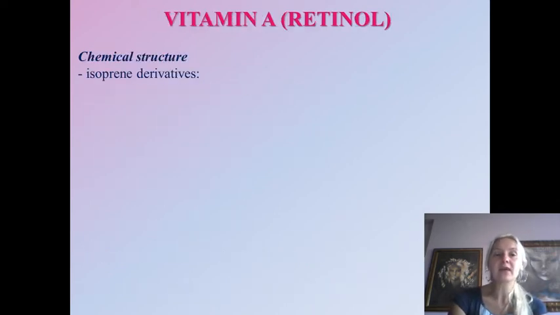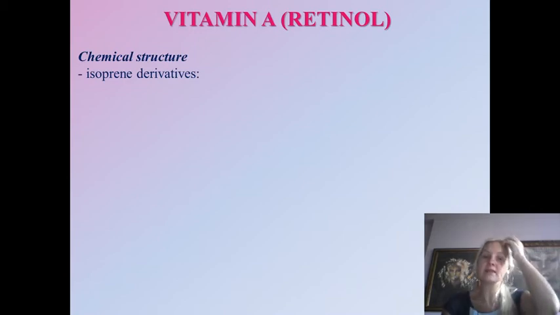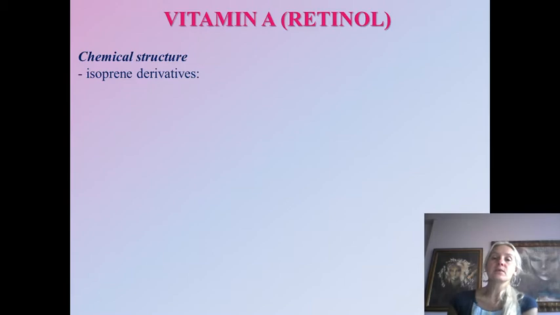So what about the chemical structure of vitamin A, which is going to be our first vitamin to be discussed? The synonym for vitamin A is retinol, and we can say a few words about the chemical structure.